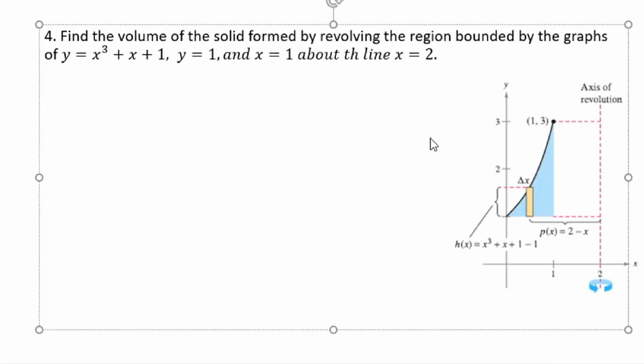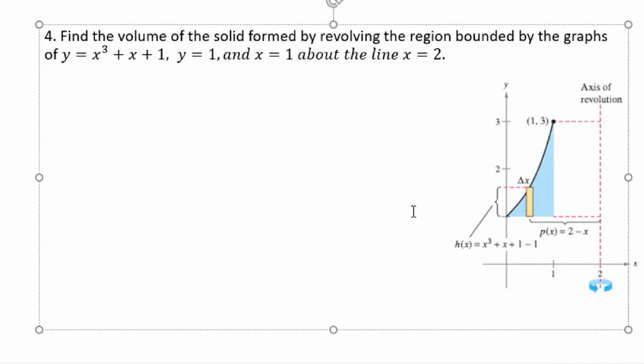Okay, number 4, find the volume of the solid formed by revolving the region bounded by the graphs of y equals x cubed plus x plus 1, y equals 1, and x equals 1 about the line x equals 2, as shown in this figure. In the equation y equals x cubed plus x plus 1, you cannot easily solve for x in terms of y. Therefore, the variable of integration must be x, and you should choose a vertical representative rectangle because the rectangle is parallel to the axis of revolution.